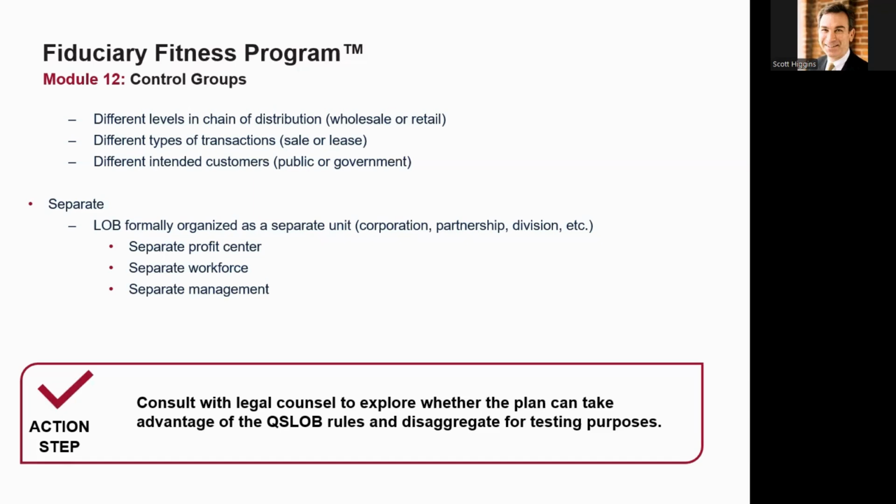Also, the lines of business must be formally organized as a separate unit, whether it be a corporation, partnership, division, etc. They must be separate profit centers, so to have a separate workforce and a separate management as well. The action step here is obviously consult legal counsel to explore whether the plan can take advantage of Q SLOB rules, regulations, and disaggregate with a potential control group for testing purposes.